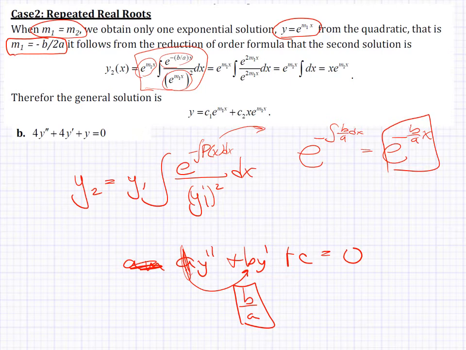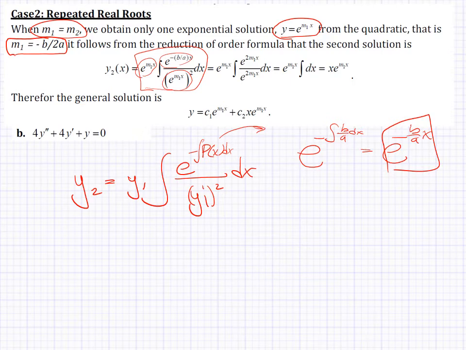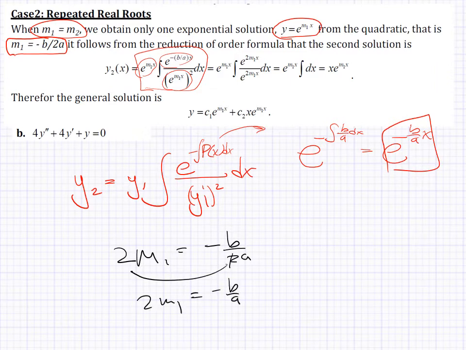Okay, negative b over 2a. If you think of that as m1 equals negative b over 2a, if I multiply the 2 over here, then 2m1 equals negative b over a. Well, if I replace this negative b over a with 2m1, and I square this, which means I have to have a power to a power, so I multiply, that's 2m1x, which means these two are going to cancel each other out. So I have e to the m1x times the integral of, this turns out to just be 1 dx.